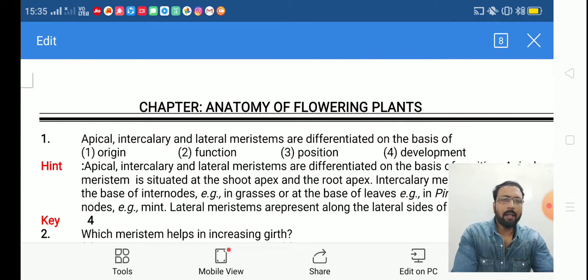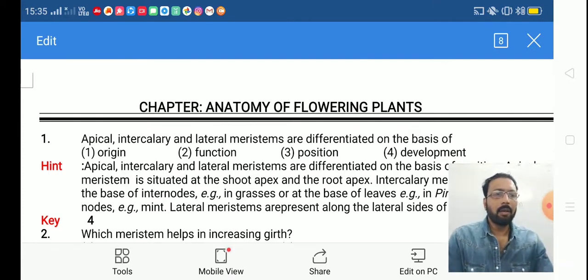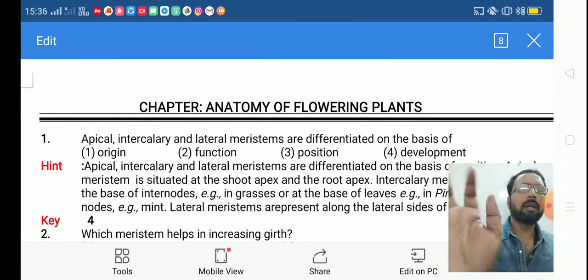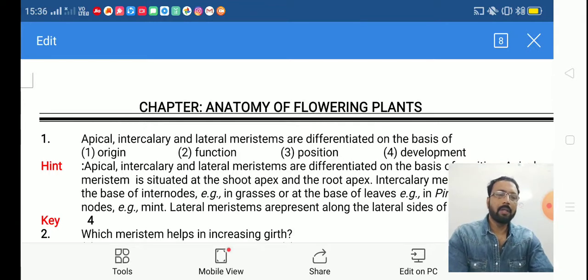Today our topic is anatomy of flowering plants. We have already discussed the theory of anatomy of flowering plants. Now we are discussing it as an objective-oriented topic.